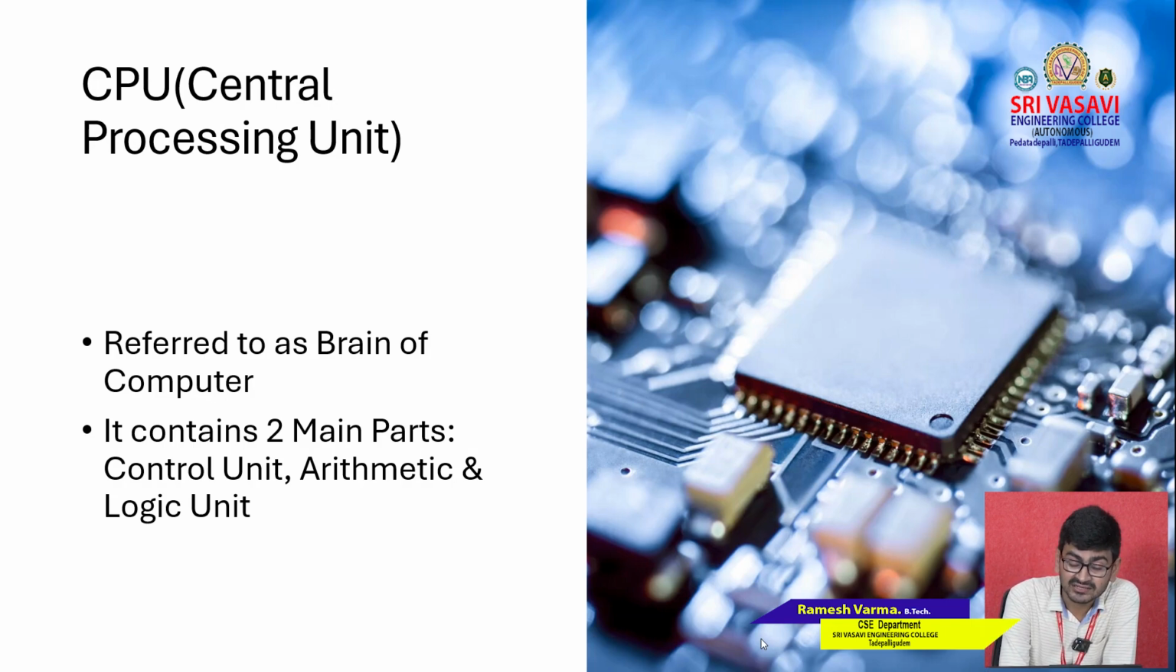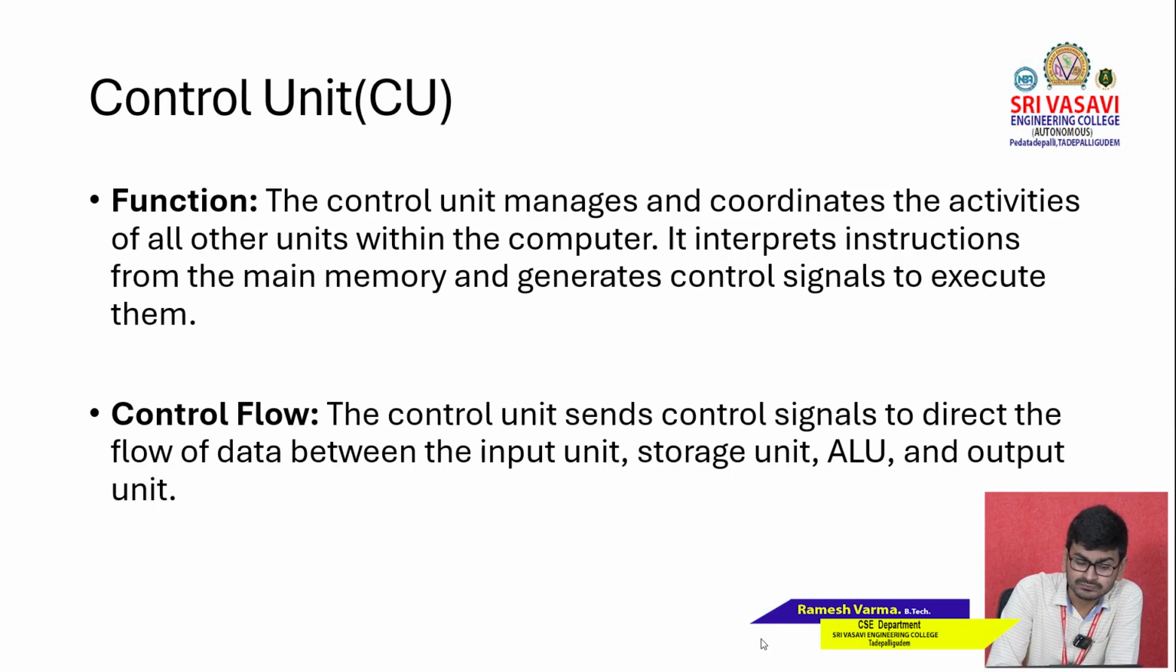Now let's see the brain of the computer called CPU. CPU stands for Central Processing Unit. It contains two main parts. One is control unit and another one is arithmetic and logical unit. And let's see how these are interconnected in the next slide.